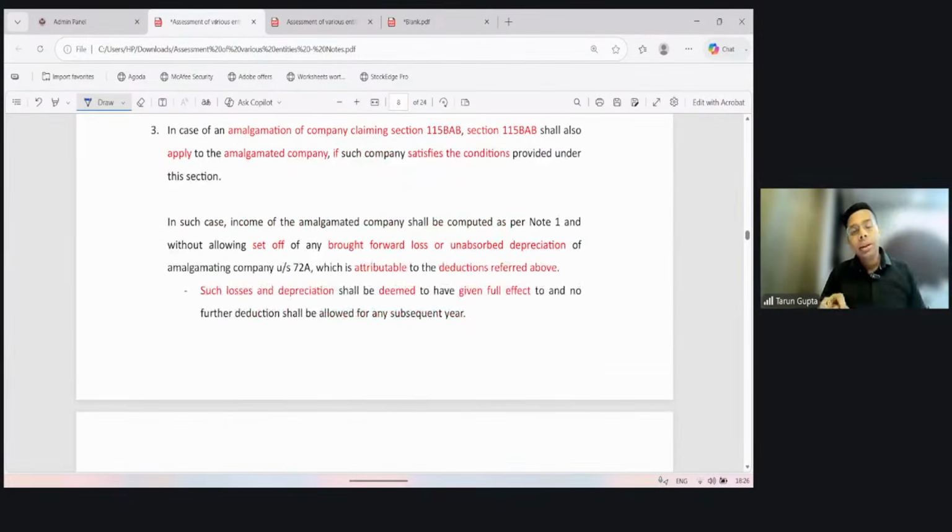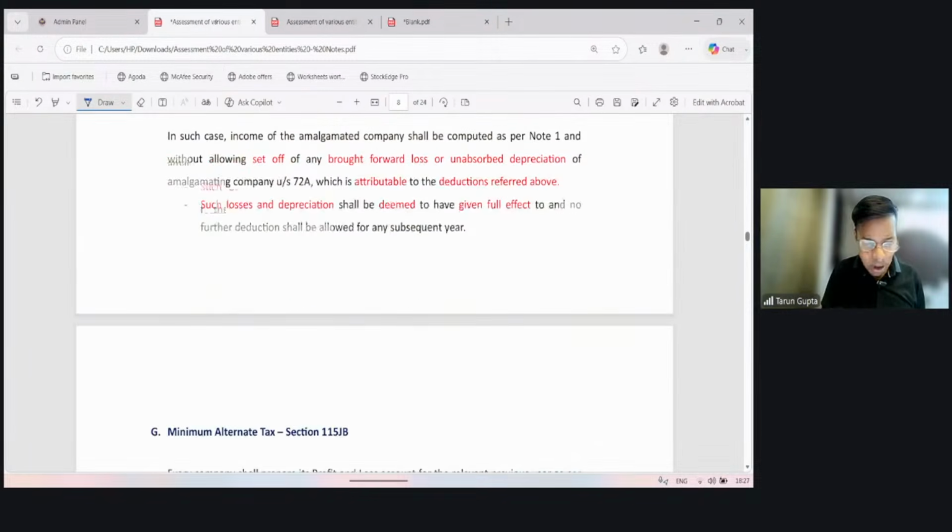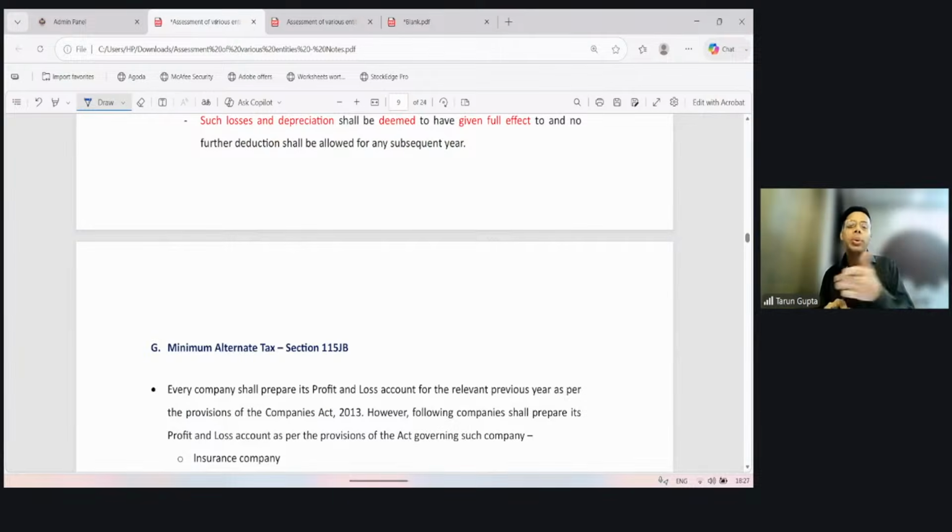See, 115BAB has a sunset clause in respect of commencing manufacturing operation or electricity generation, which is 31st March 2024. But if you are a company which has commenced the operation before this date, and you opt for 115BAB, then 115BAB is applicable even now. It will keep on being applicable to you, if you have availed it once. If you were earlier eligible for 115BAB, you will continue to be eligible unless you default.